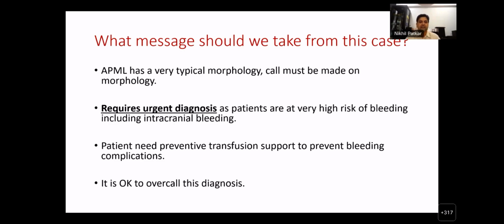All right, so it requires urgent diagnosis and preventive transfusion support, and even though you may make a mistake and call some AML as APML, it doesn't matter. It is okay to overcall this diagnosis.